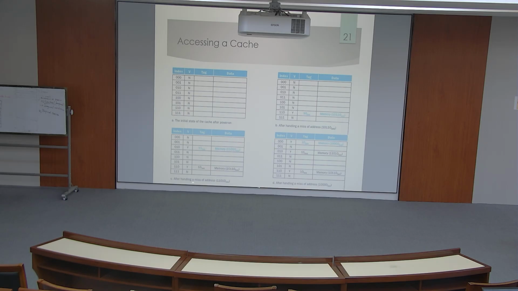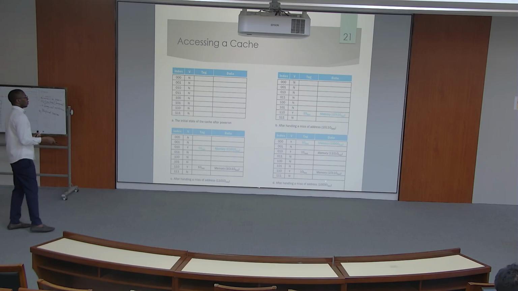The next one, we need to handle the miss of 11101. We have 101 to indicate the index, to indicate the line. This is the line. We need to set the valid bit to yes. Then we load the tag, that is 11. The next one, we have to handle a miss of the address 10000.